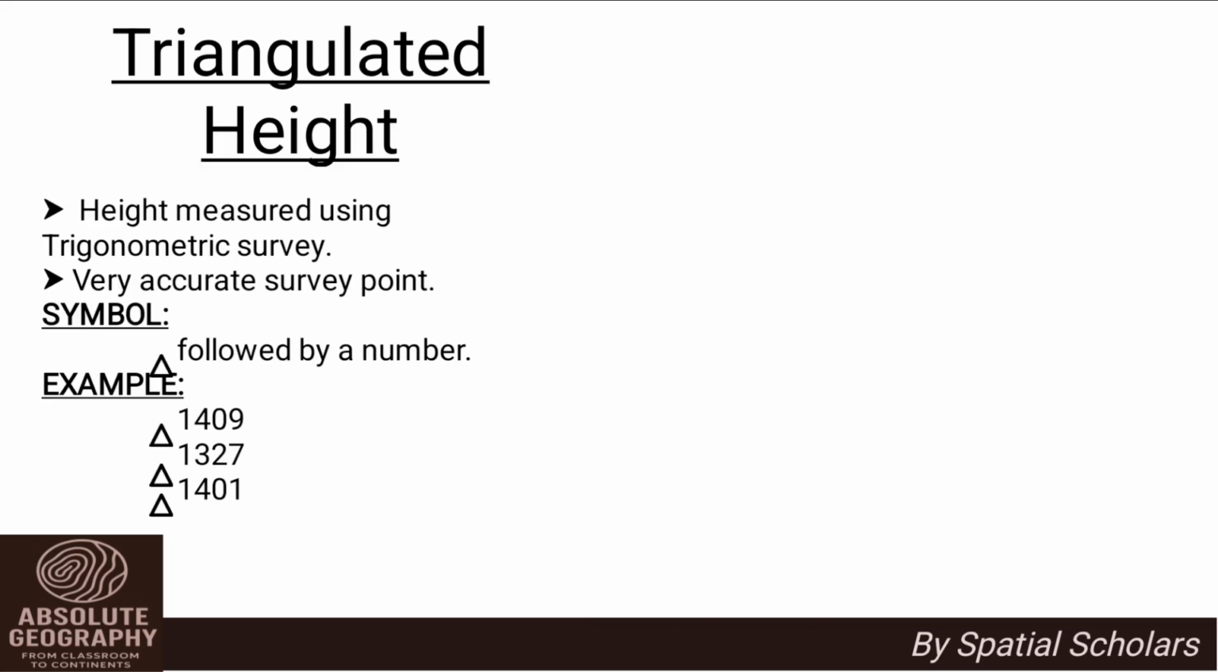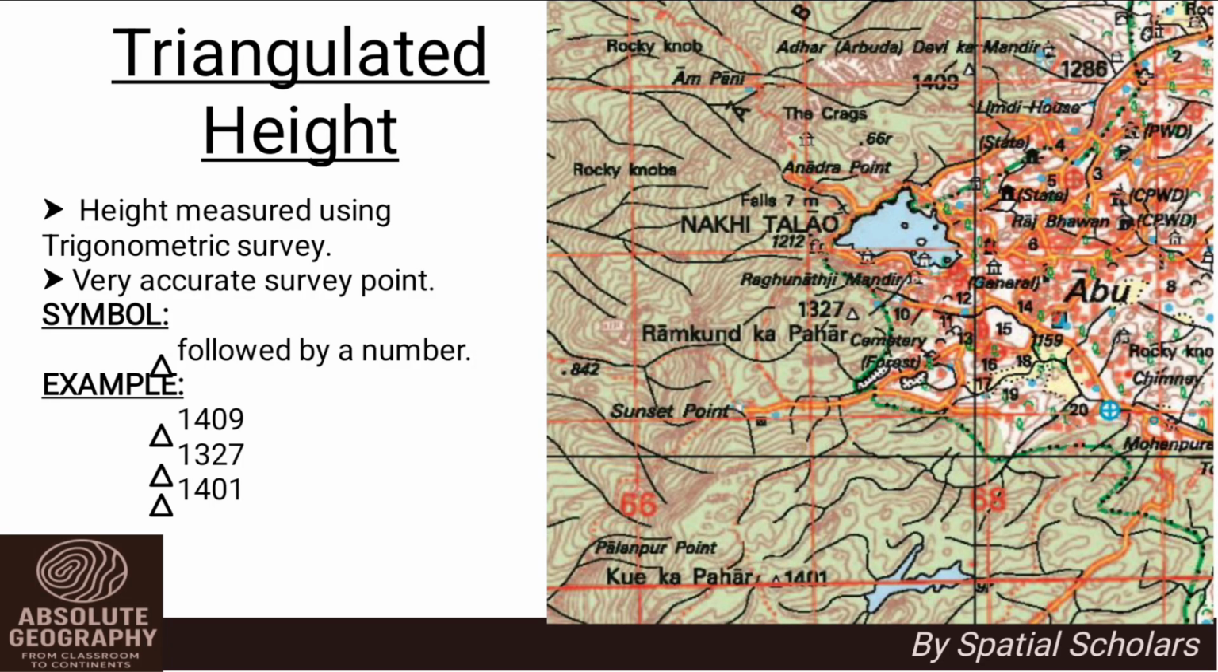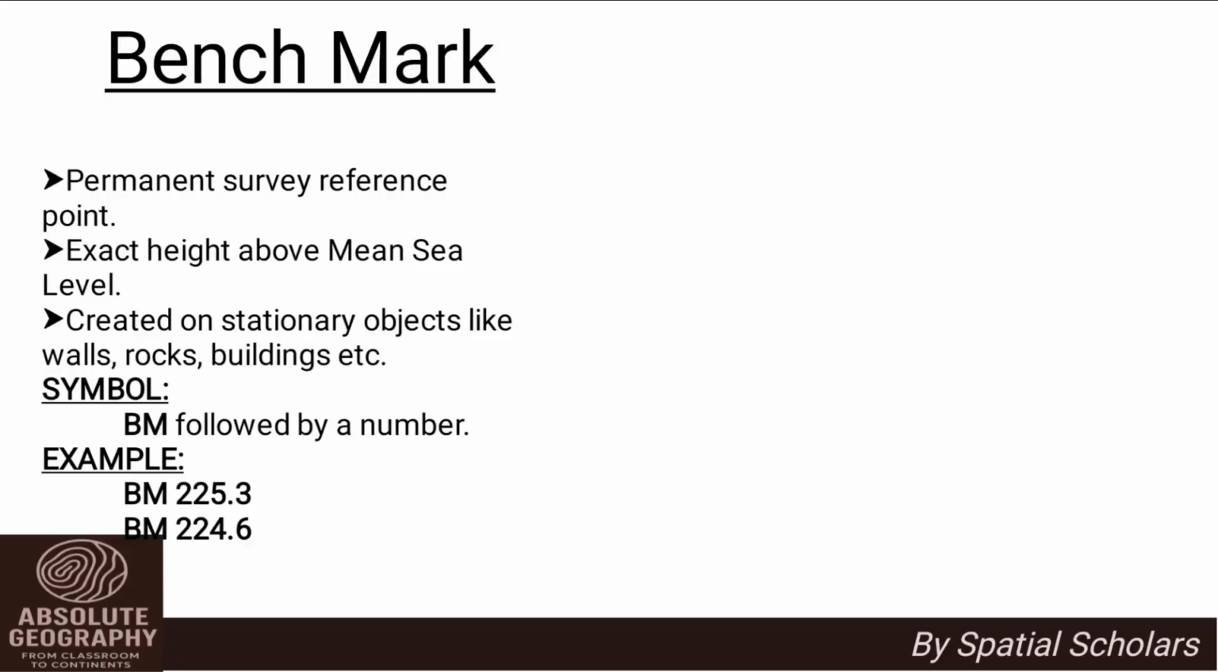Next, we have triangulated height. This is the height measured using trigonometric calculations during survey and is very precise. Usually, it shows the height of a mountain or a hill. Like spot height, triangulated height is also measured in reference to mean sea level. It is represented by a triangle along with a number. For example, triangle 1327 shows the height of Ramkund ka Pahad with reference to mean sea level.